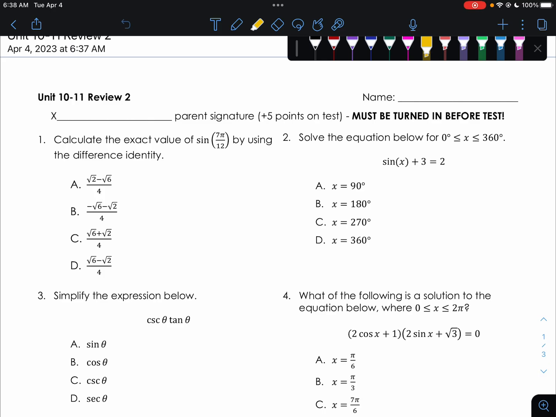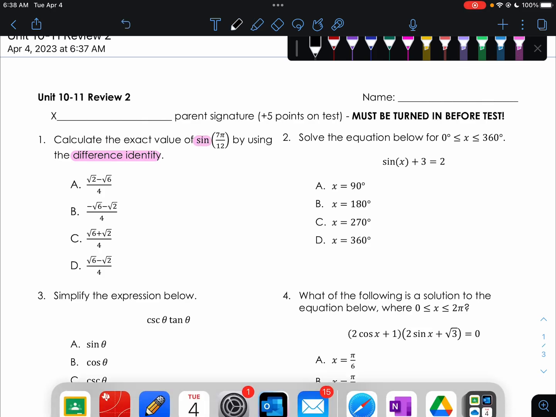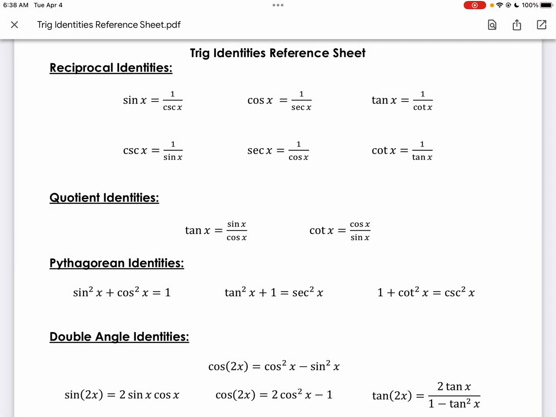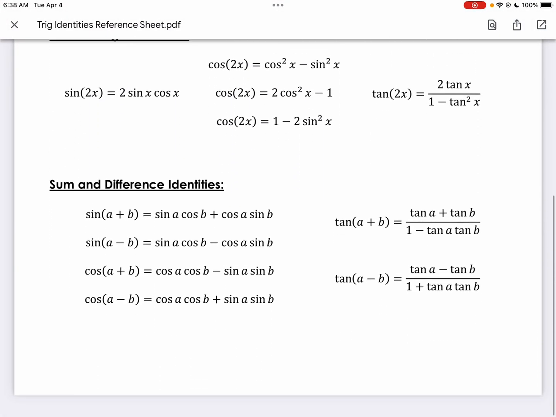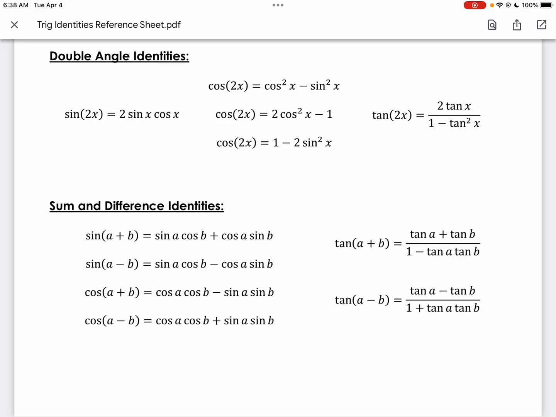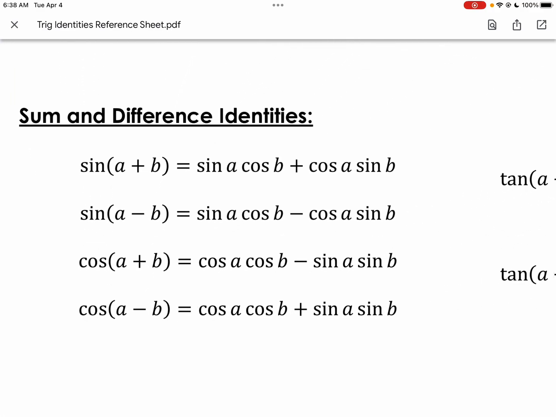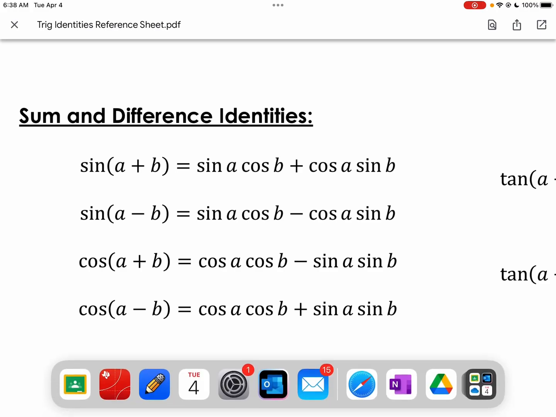So looking at number 1, calculate the exact value of sine of 7 pi over 12 by using the difference identity. So again, we're using the difference identity, and it's going to be for sine. If we look at our reference page, the difference identity is the second one for sine, where we are subtracting a and b. So I'm going to go ahead and write that out.